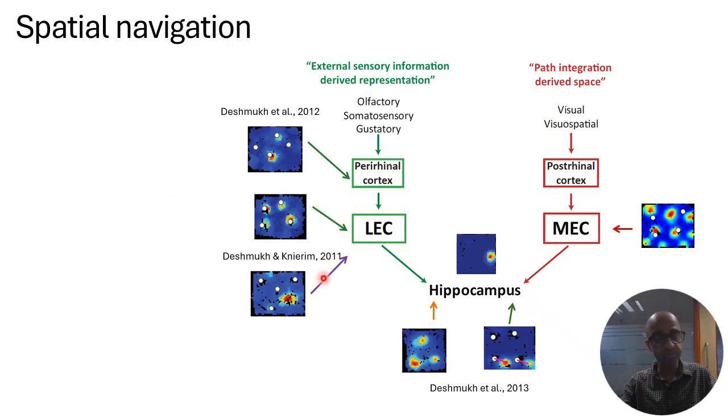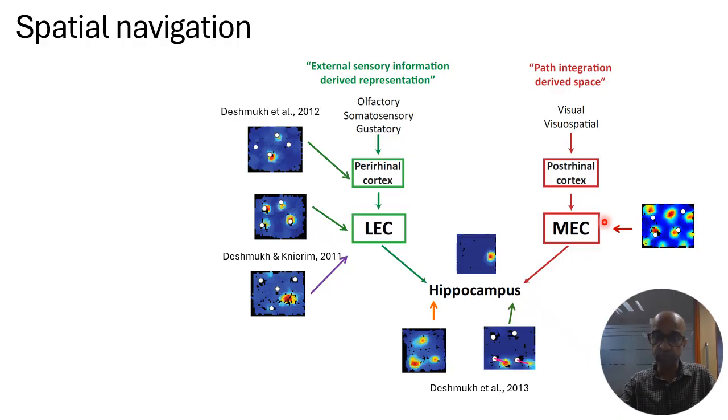And in this region, you also get object-dependent representation of space. Neurons fire at locations away from objects only when these objects are present in the environment. So you can create this representation of space in the lateral entorhinal cortex, right?